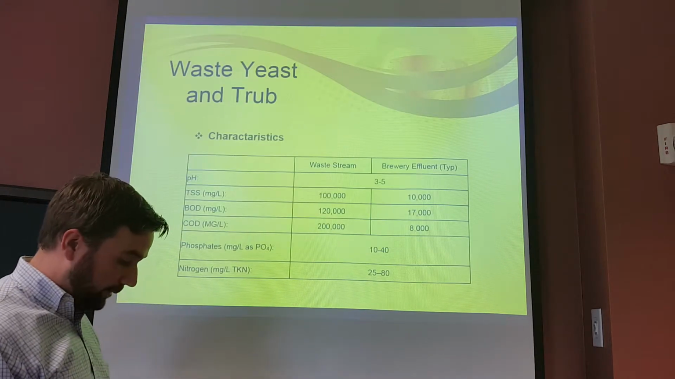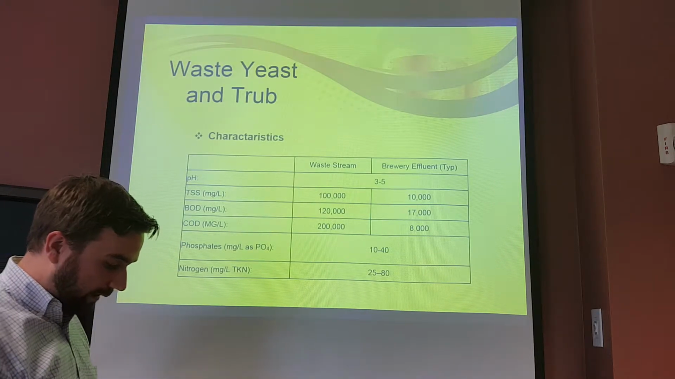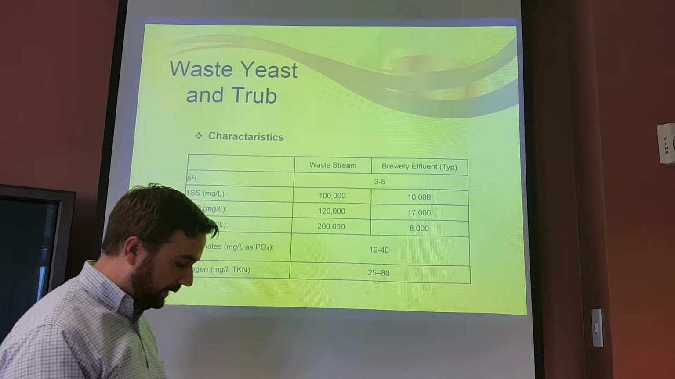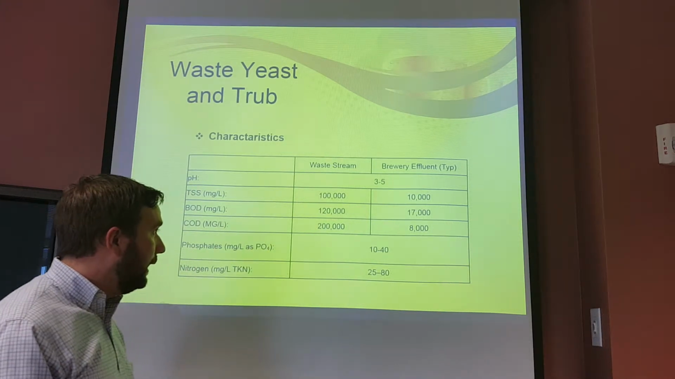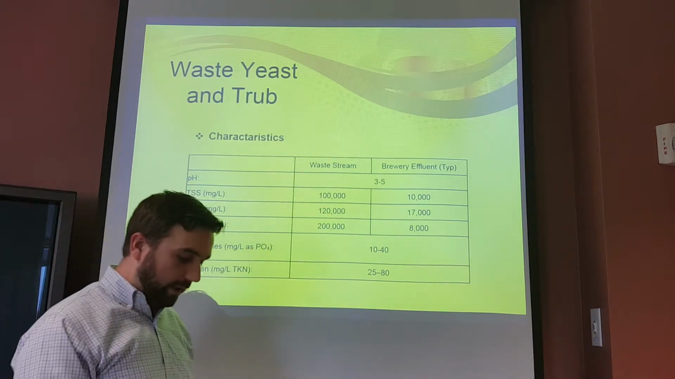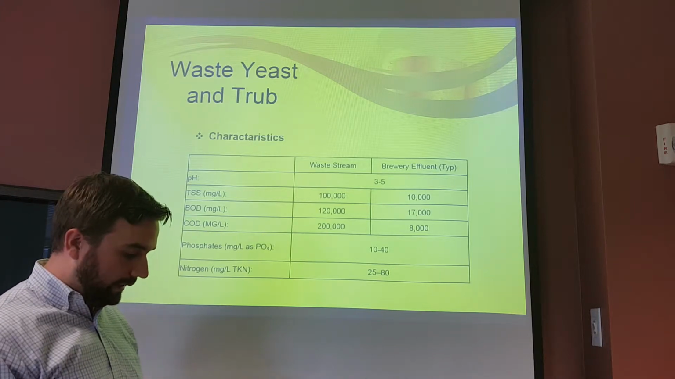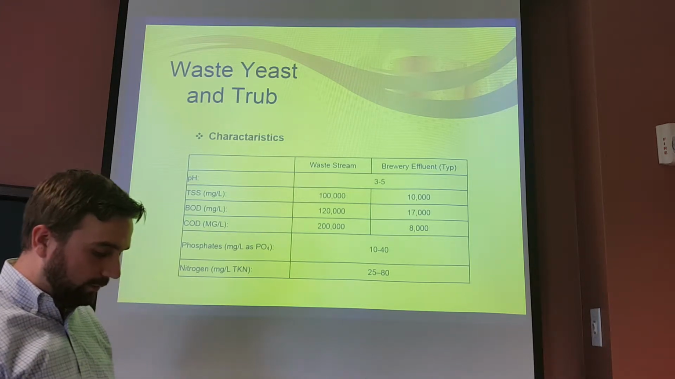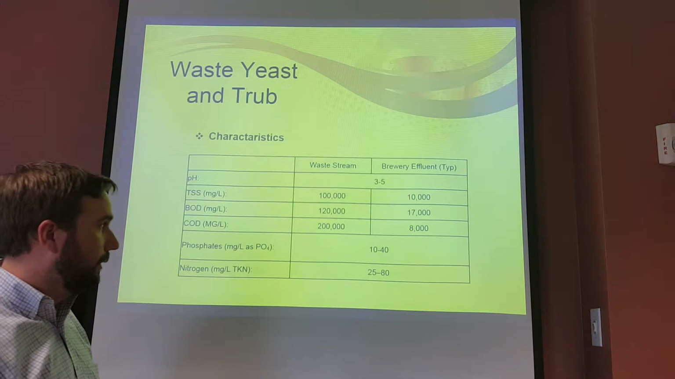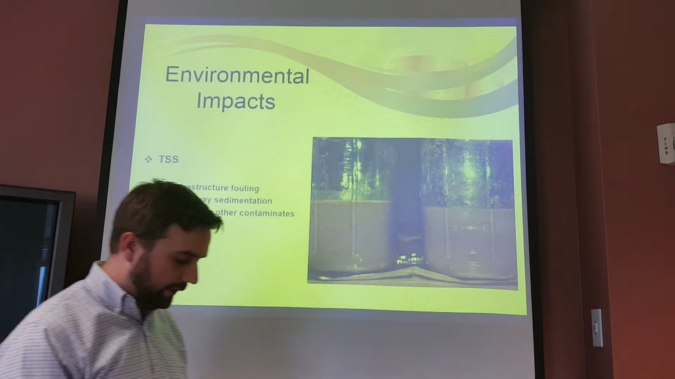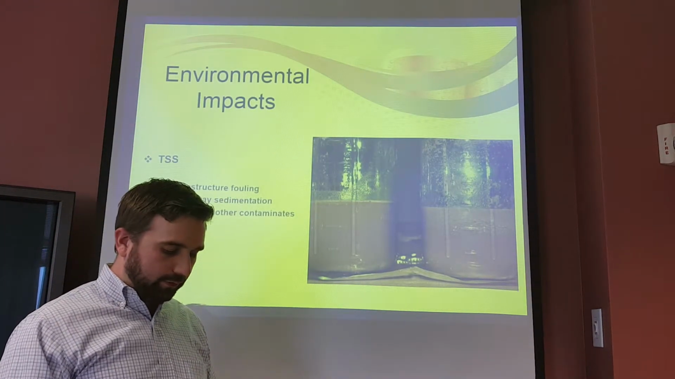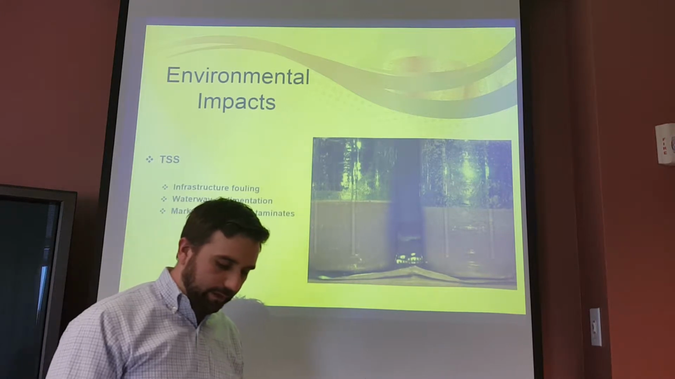So here's a chart showing typical strengths of this waste. When concentrated and segregated, you can see that they produce very high BOD, COD, and TSS. On the right is a typical brewery effluent. It hasn't removed the waste, so it's more diluted, but still very high compared to a typical municipal waste of 100 to 500 BOD.